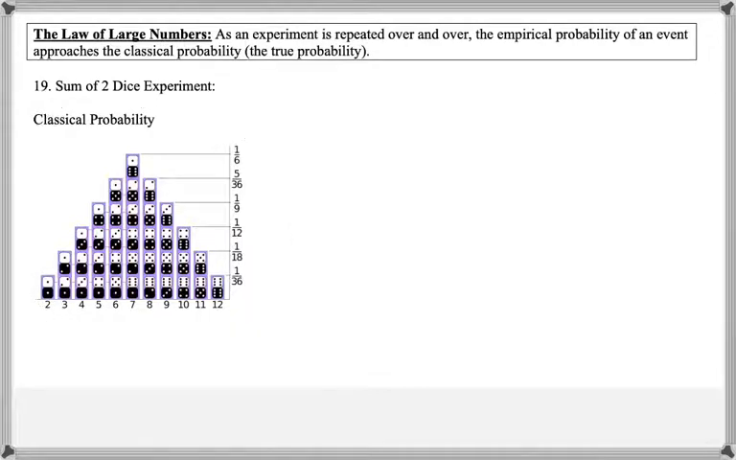The sum with the greatest probability is 7, because that has the greatest number of ways of achieving it. The sums with the lowest probability are 2 and 12, because there's only one way that you can get 2, and there's only one way that you can get 12.